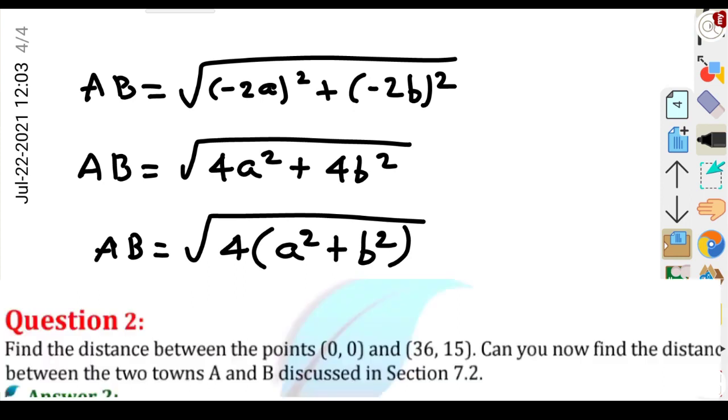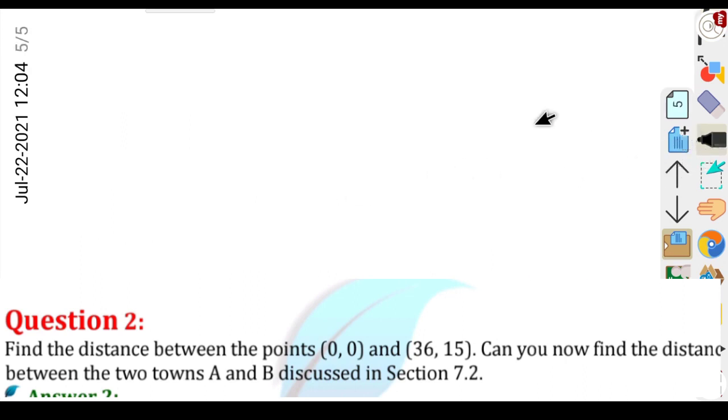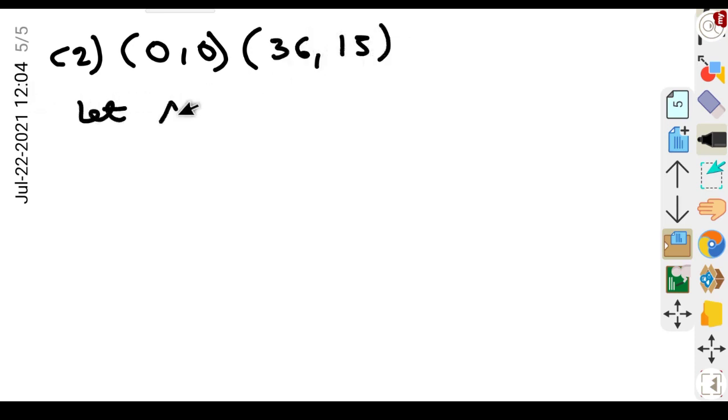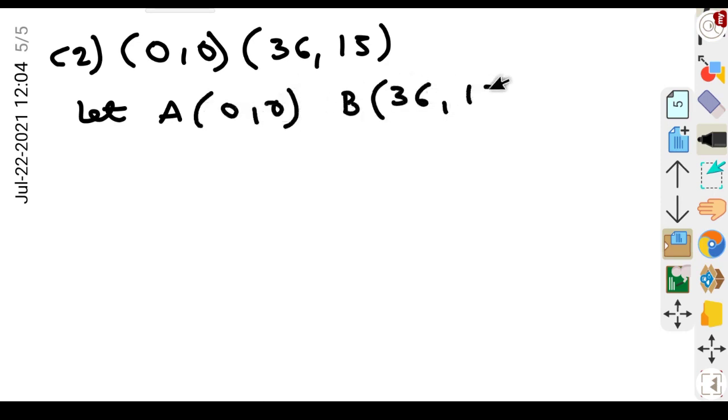Okay, now the second question says like this: you need to find the distance between the points 0, 0 and 36, 15. Can you now find the distance between the two towns A and B discussed in section 7.2? Okay, I'll not take the second part. I'll just take the first part and solve it. So therefore the coordinate points that they have given are 0, 0 and 36, 15. Again, let A of 0, 0 and B of 36, 15 be the points.